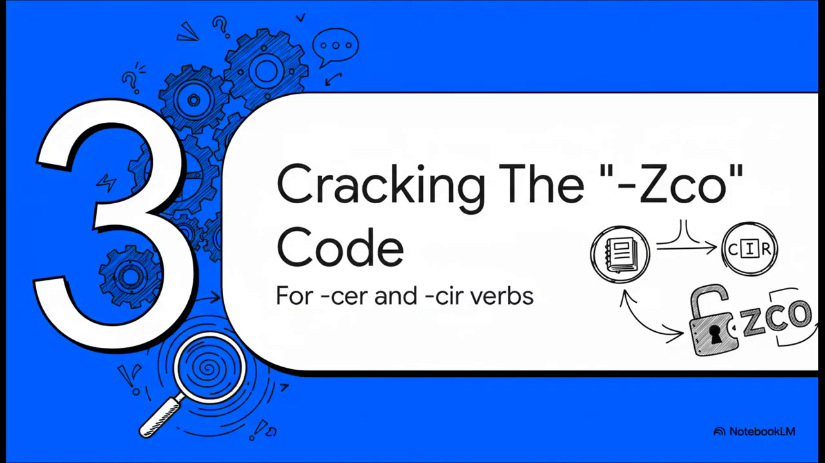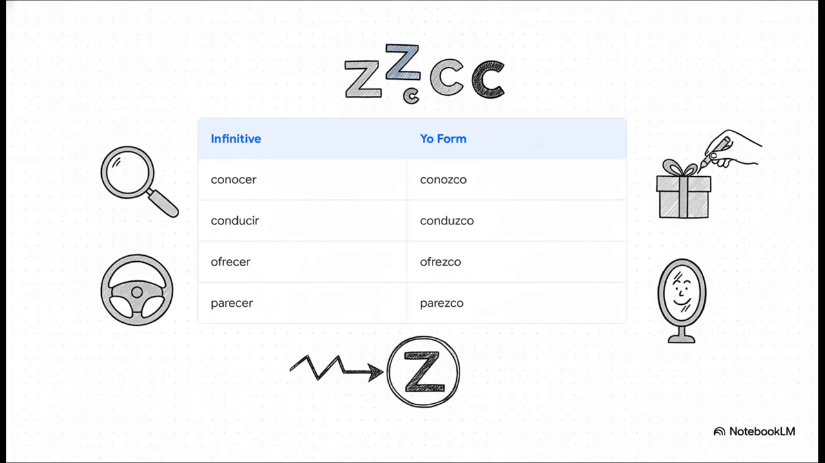All right, let's move on to our next clue. This pattern is a little more specific, but it is just as predictable. You're going to see this one pop up with verbs that end in CER or CIR. This is what I call the zco code. Look at conocer, to know. It becomes conozco. Conducir, to drive, becomes conduzco. You see what's happening? A Z just gets inserted right before the C.